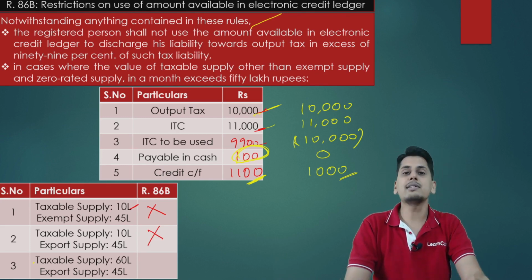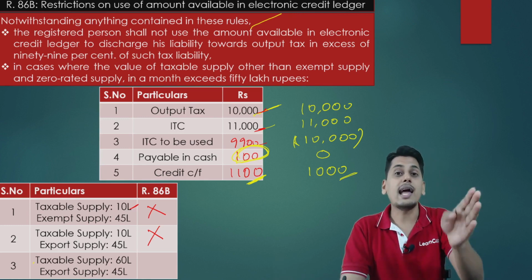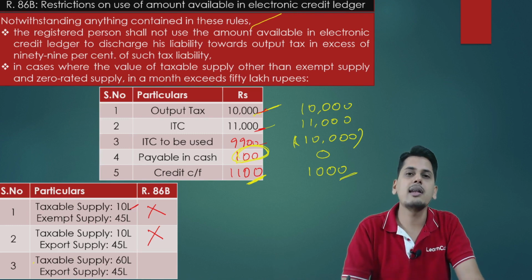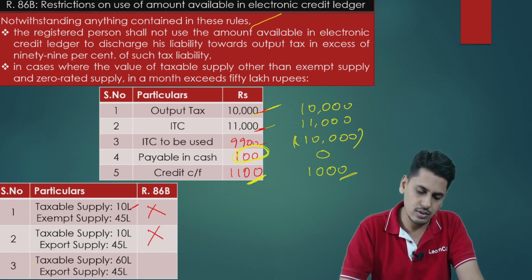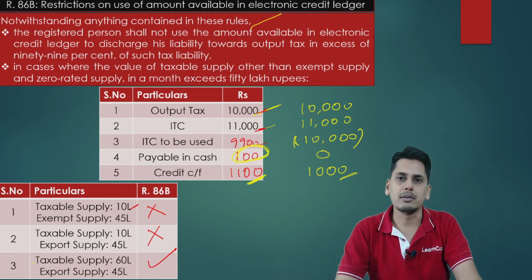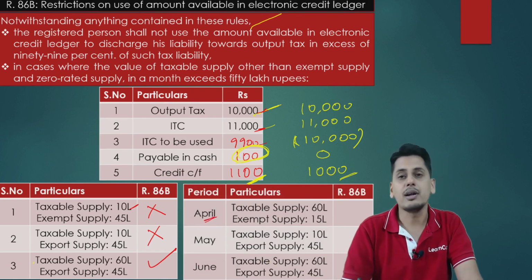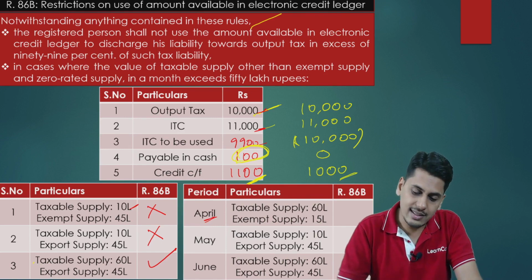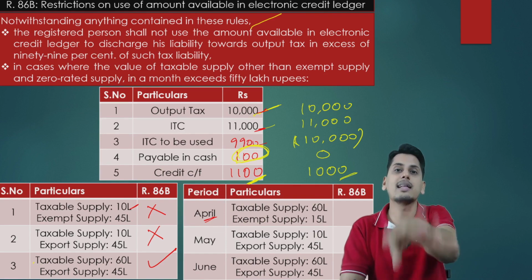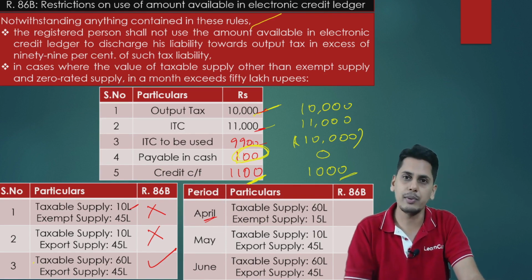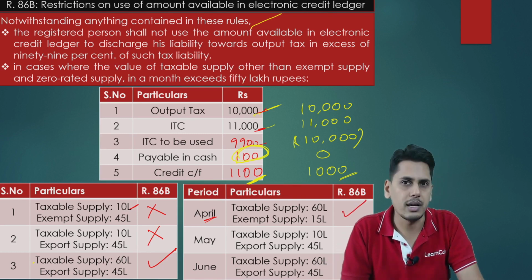Now friends, your taxable supply is 60 lakhs and export supply is 45 lakhs. So now friends, your taxable supply other than exempt supply and zero rated supply, does it exceed 50 lakh rupees? The answer is yes. So therefore 86B is applicable. Let's take another scenario friends. Let's say in the tax period April, taxable supply is 60 lakhs, exempt supply is 15 lakhs. So does my taxable supply other than exempt and zero rated exceed 50 lakh rupees? The answer is yes. Is 86B applicable? The answer is yes. 86B is applicable.